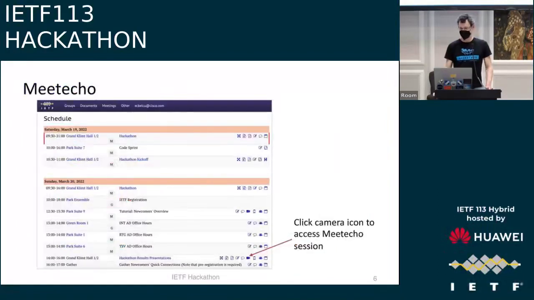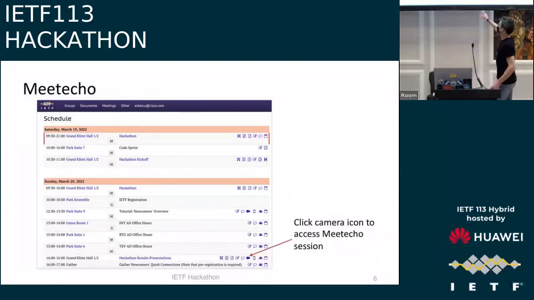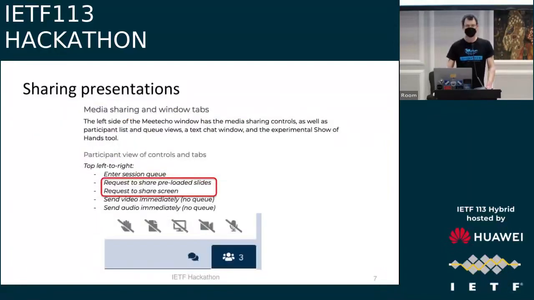And here's something: if you're just logging into Meetecho and you're trying to find out how to do it, go to the agenda, and you should see a little camera icon there. If you click on the camera icon, that'll bring you into the Meetecho session. Once you're in Meetecho, there are 2 different ways to share. The one is to share using preloaded slides, and that functionality is really slick. If you happen to have a PDF that you uploaded into GitHub before, you'll be able to make use of that. And if not, you'll have to just request a share screen.